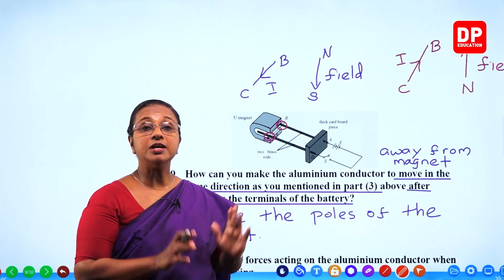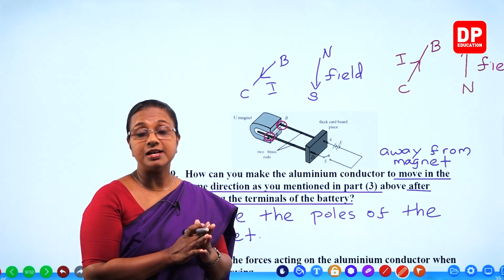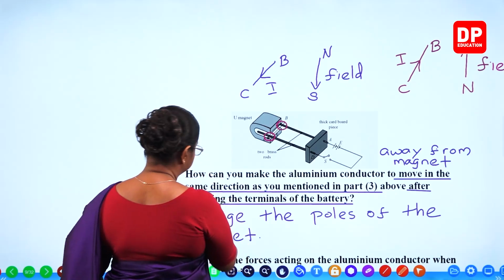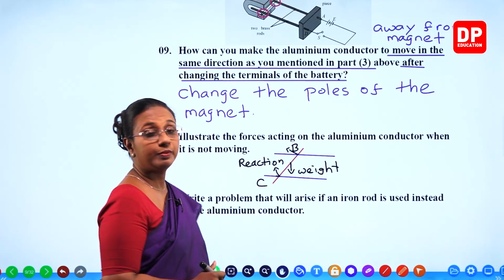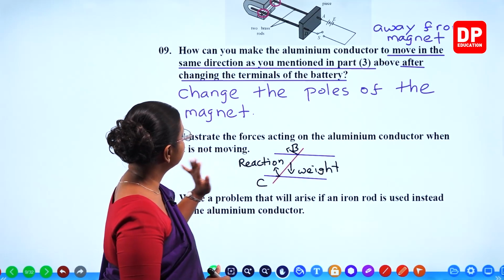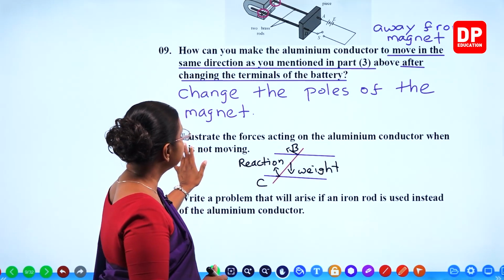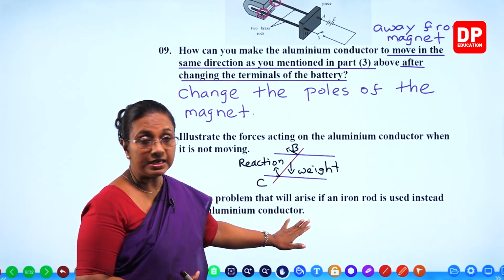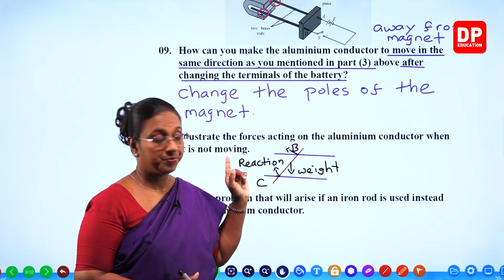Weight is equal to the sum of the reactions. So there is no resultant force. The rod will be at rest. So here reaction will be equal to weight. Is that okay, students? You all can remember that. So this illustrates the forces acting on the aluminium conductor when it is not moving. Since they have said illustrate, I have drawn a different diagram and shown it here. But if they tell you to mark it on the diagram, you have to do it there.